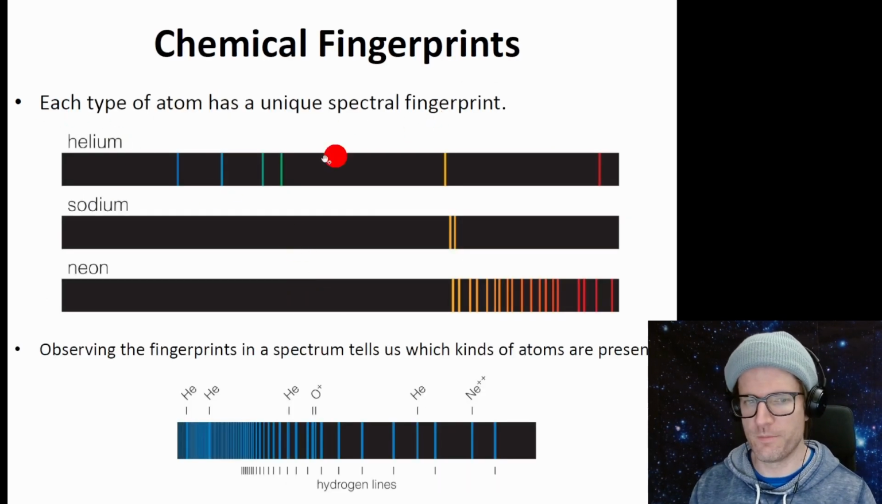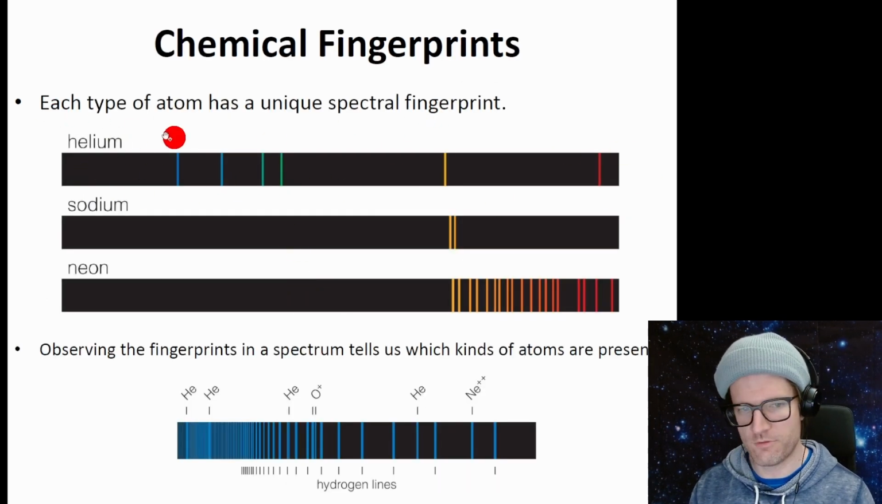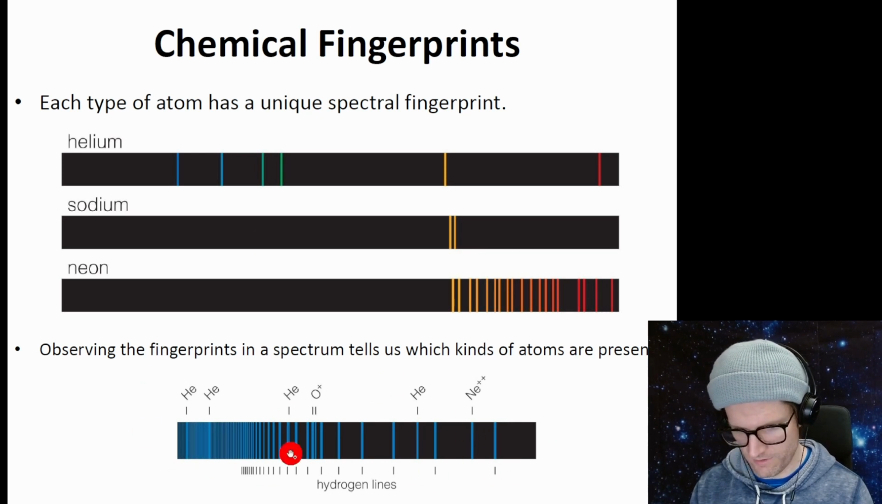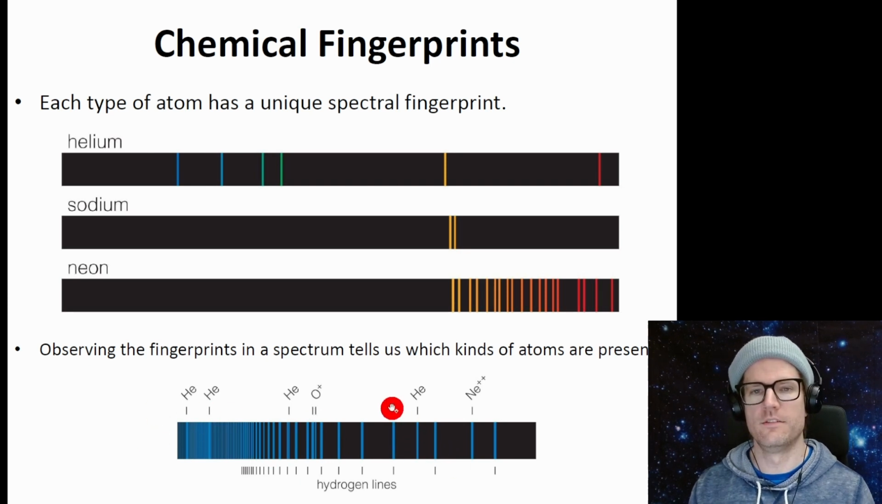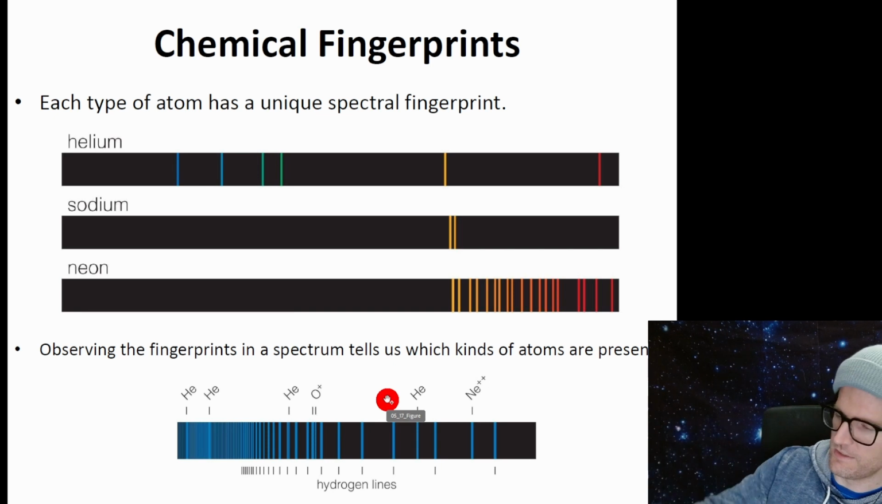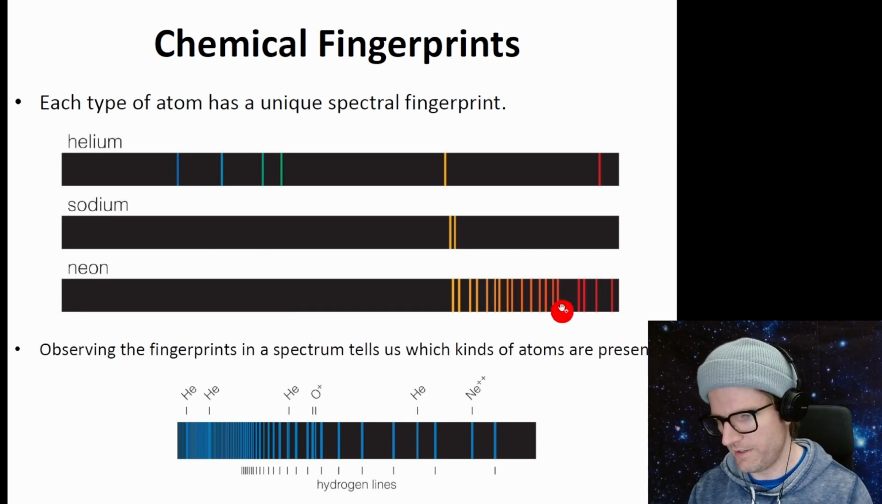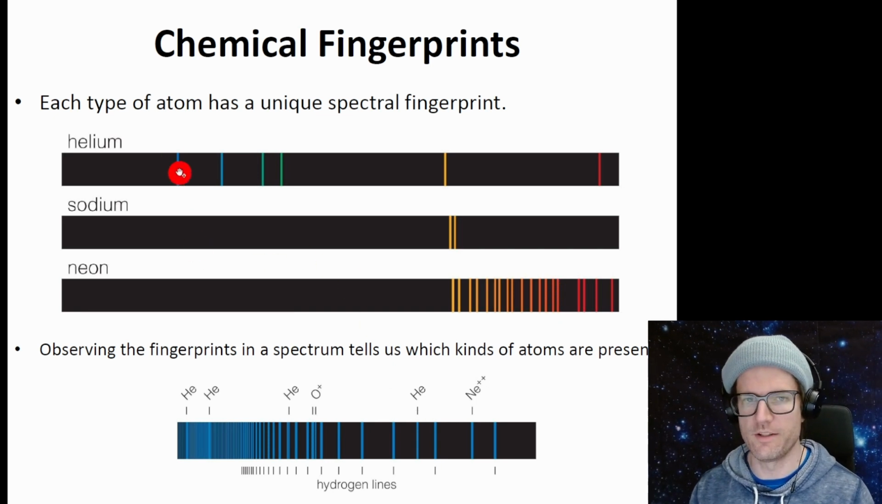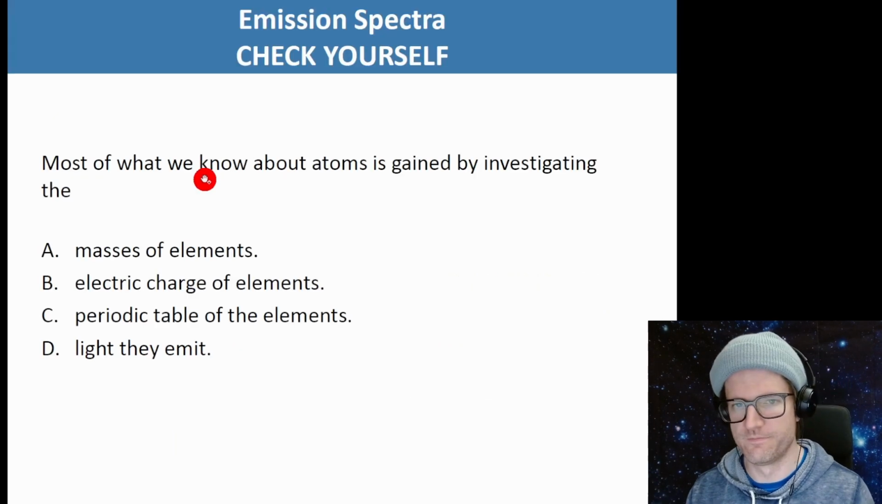So chemical fingerprints: this is the helium spectrum, the sodium spectrum, the neon spectrum. And if this is all put together, we can see the lines right here in something we're observing. So if we're looking at a distant star, we say, we see the neon line right there, or we see a helium line right there. We can see what the star's made of.